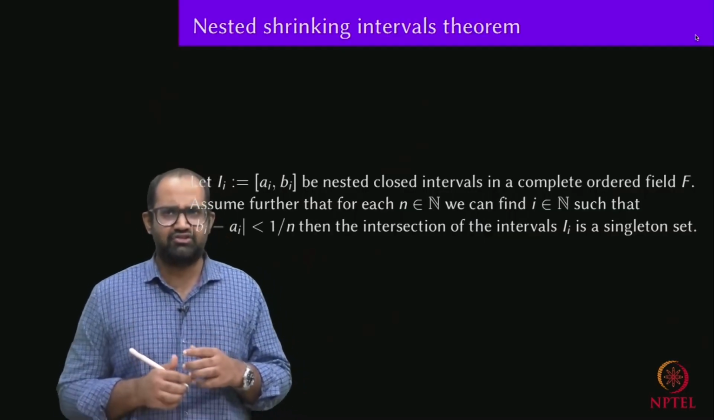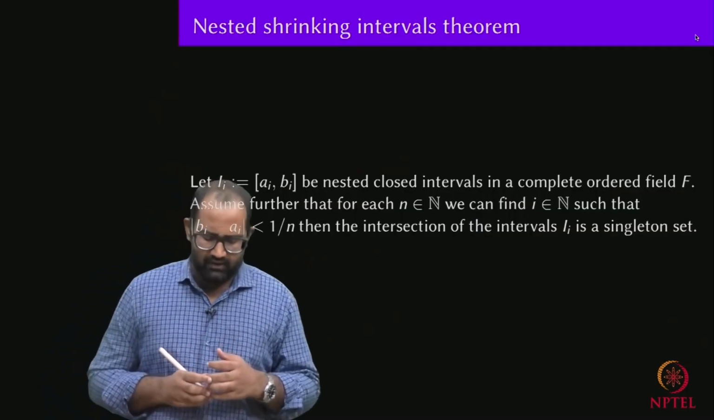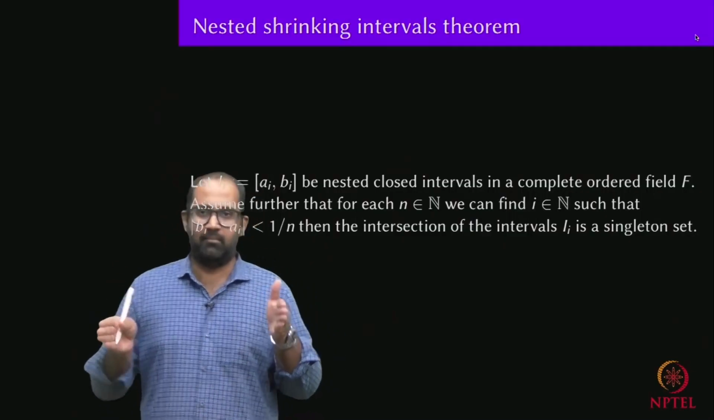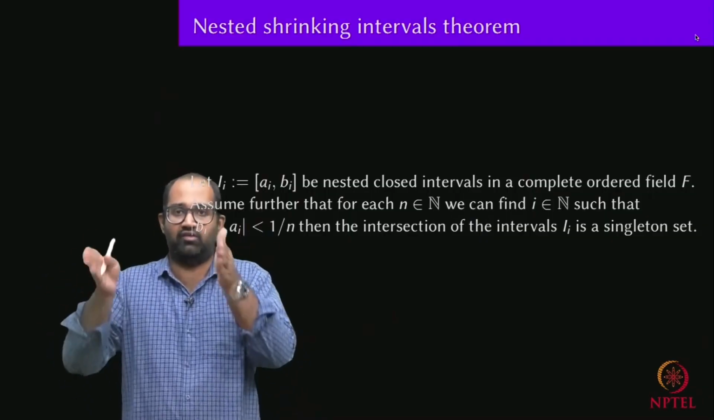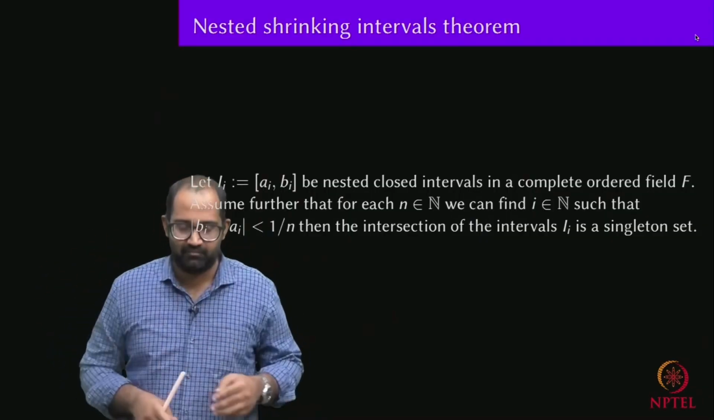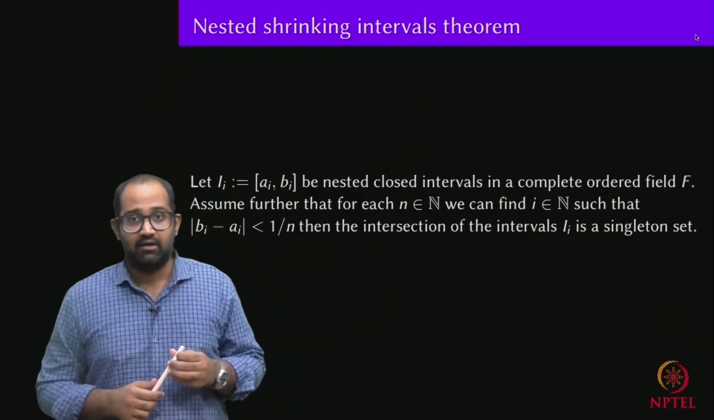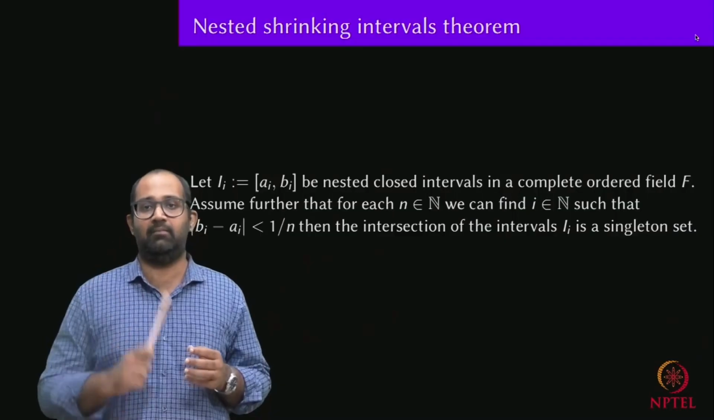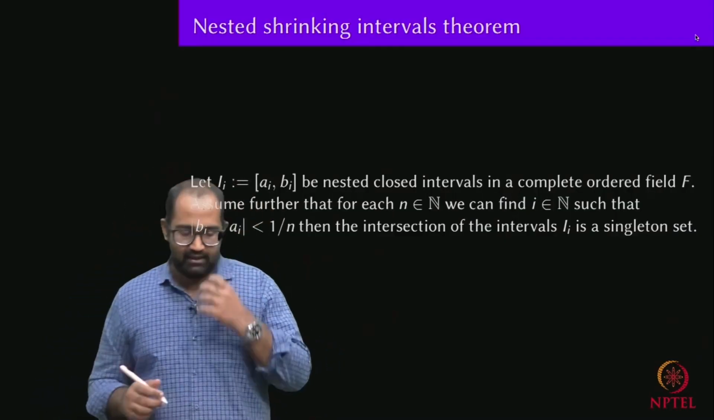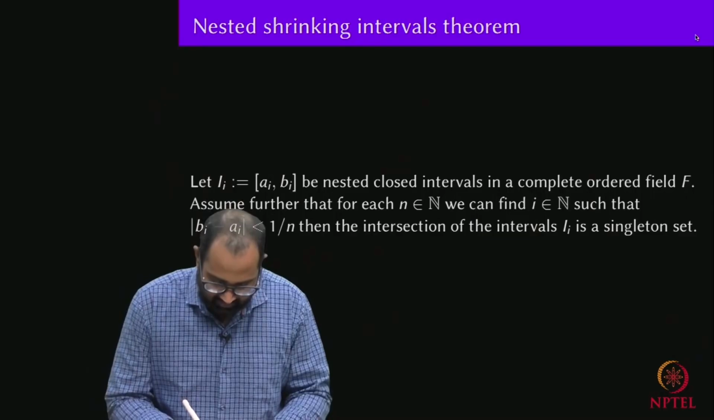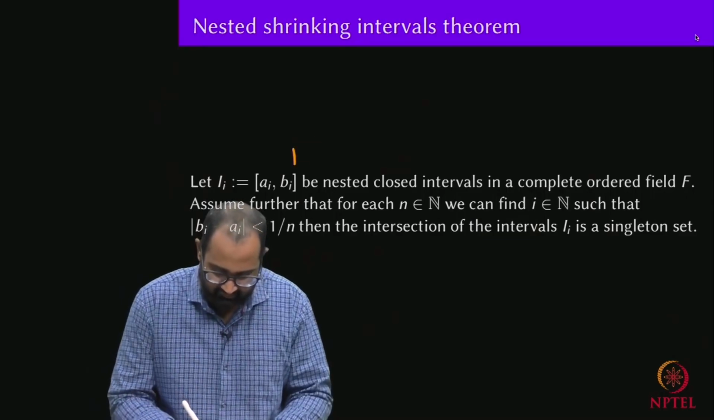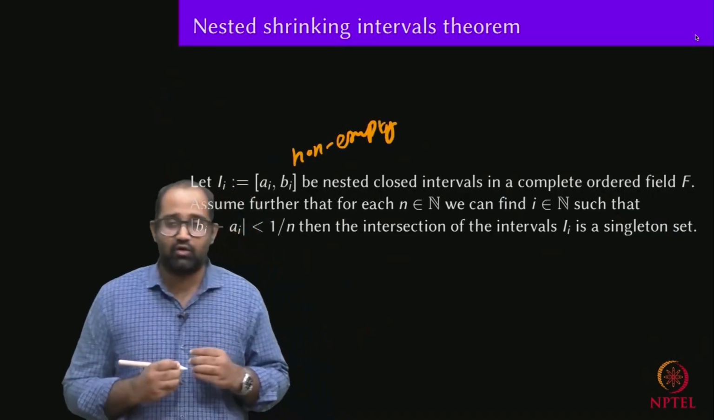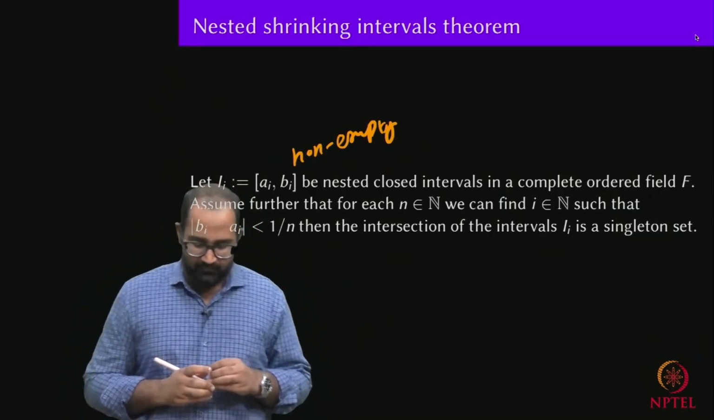It's called the nested shrinking intervals theorem. What this says is, if the intervals in the nested intervals theorem do really get smaller and smaller, then the intersection is not only non-empty, it has to be a single element. So let I_i, which is [a_i, b_i], again non-empty, be nested closed intervals in a complete ordered field.